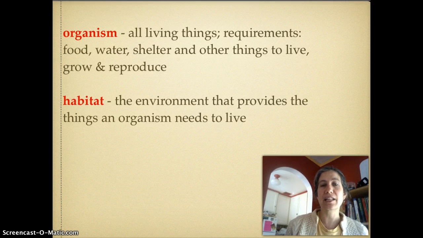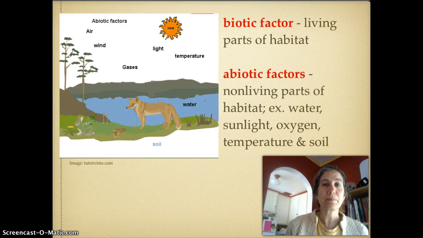A habitat, that's the environment that provides the things an organism needs to live. So we have our own habitat. It looks different than maybe what a bird's does, but there are certain overlapping things in terms of what we need within our habitat: our needs to be met for food, water, shelter, and the other requirements of living things.